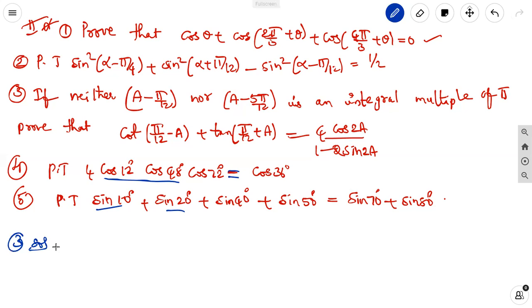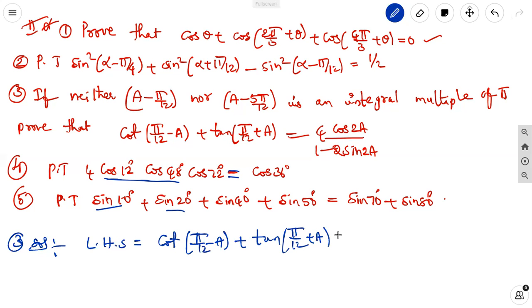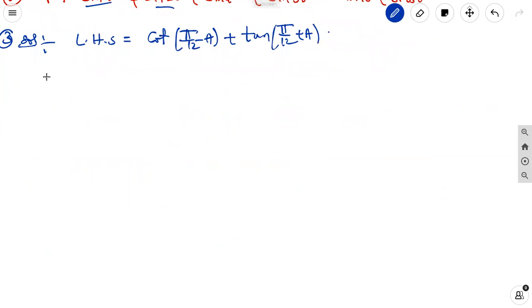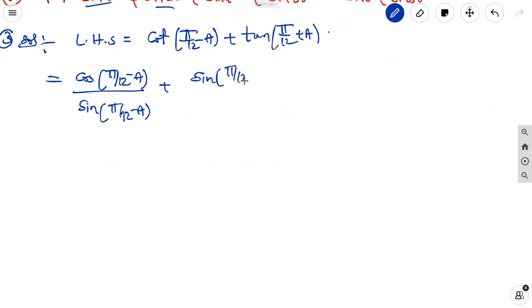The third solution: LHS is equal to cot of (pi by 12 minus A) plus tan of (pi by 12 plus A). Here we can express into sine and cos. That is cos of (pi by 12 minus A) by sine of (pi by 12 minus A) plus sine of (pi by 12 plus A) by cos of (pi by 12 plus A).